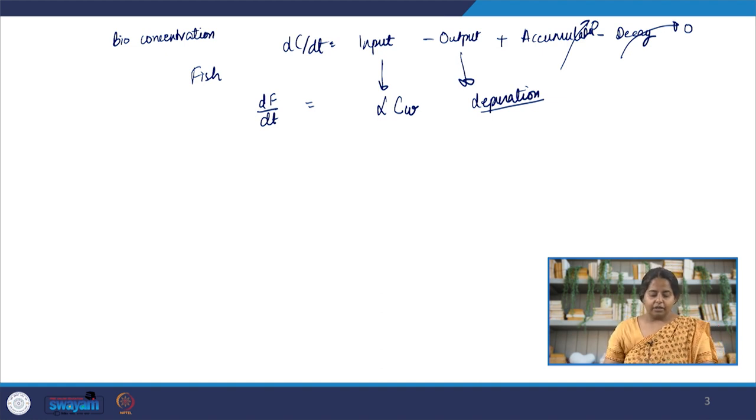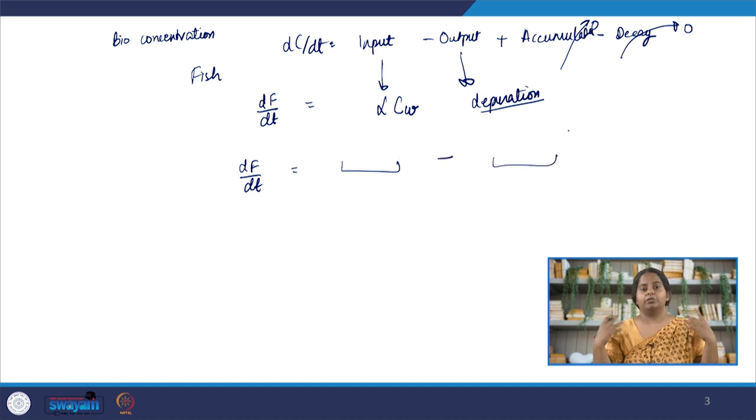So basically, we know that the rate at which the concentration of toxicant in the fish body, F, will change with time, will be equal to one term that represents intake of the contaminant minus one term that represents the depuration, the removal of contaminant from the fish's body. Now, we know that the depuration is proportional to the concentration in the fish body.